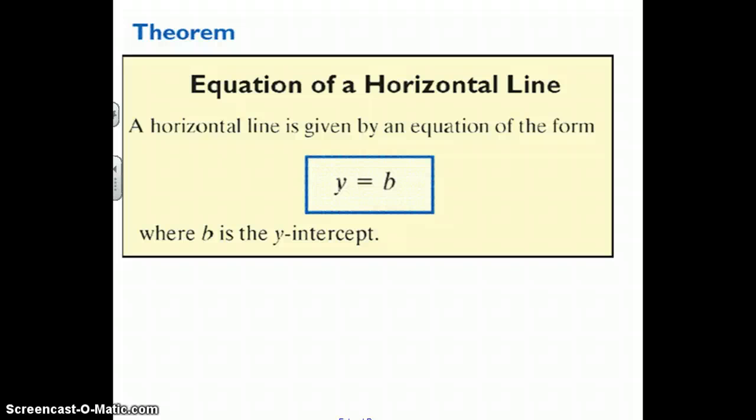So if it's vertical, I would say x equals lines. If it says x equals 5, I draw a vertical line at 5. If it says y is equal to 3, I would draw a horizontal line at 3.